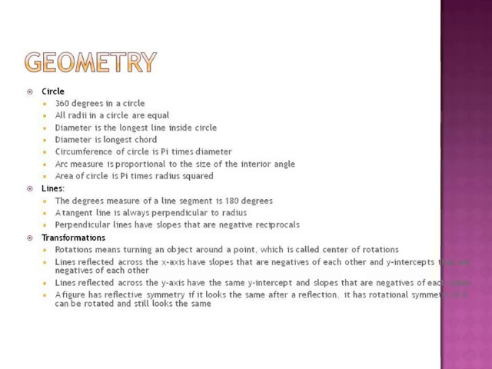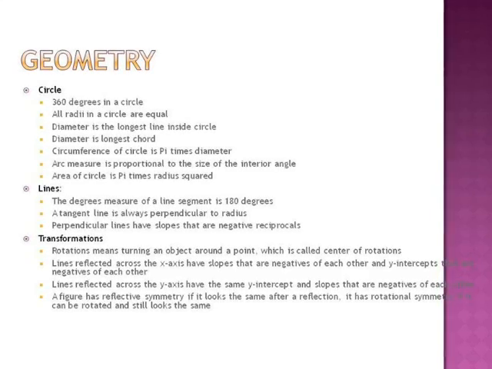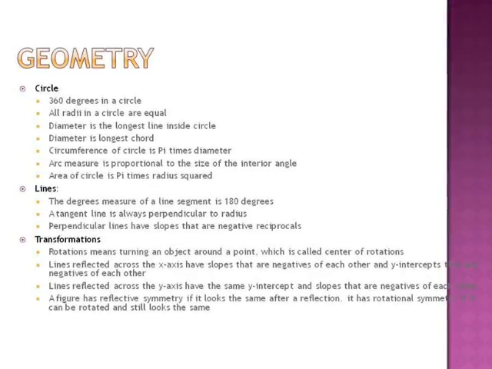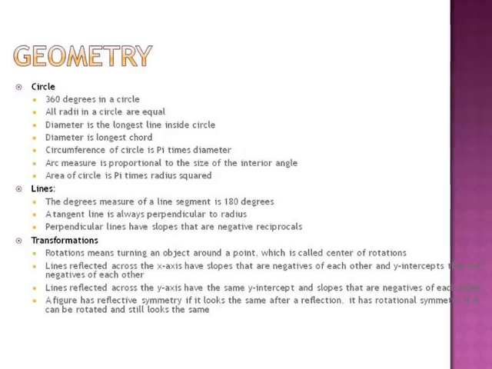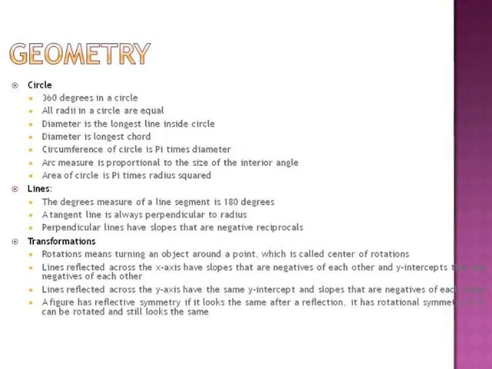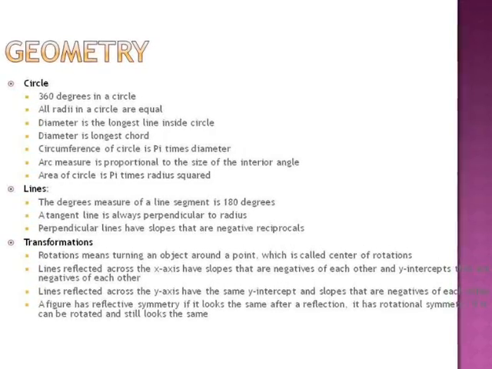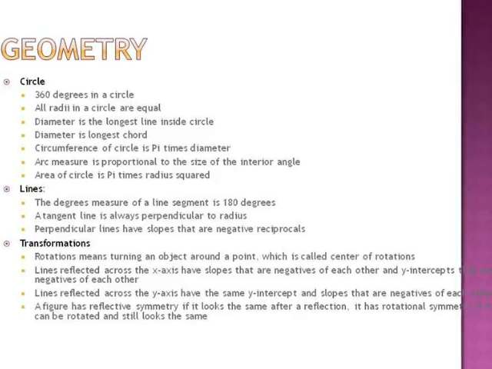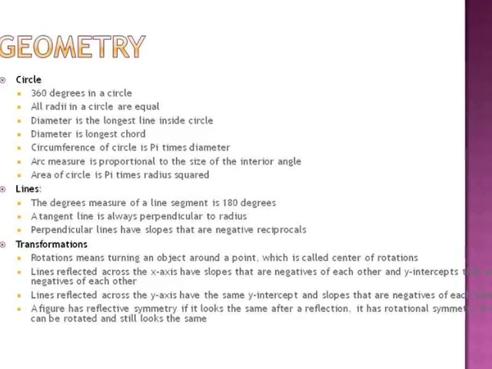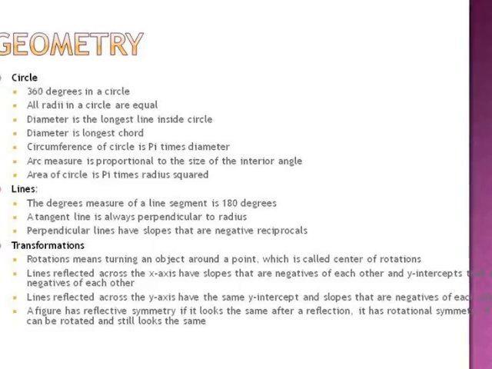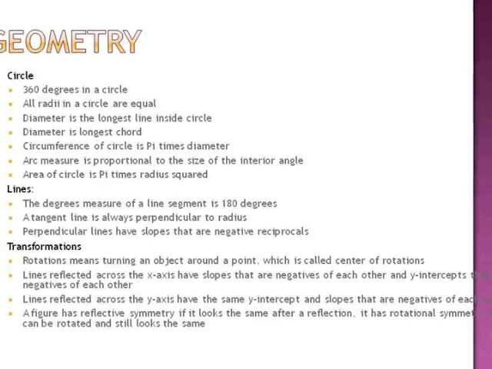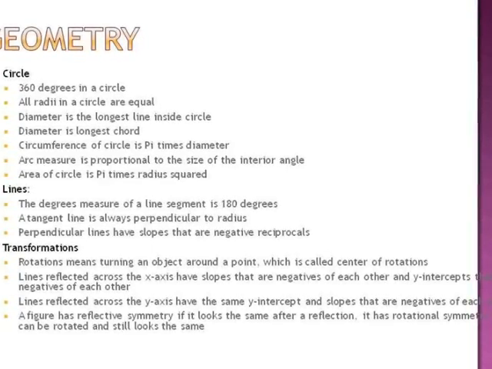For the geometry section of the Math SAT, here are some important tips that you need to remember to get the answers right. For example, in a circle, there are 360 degrees. All radii in the circle are equal, and diameter is the longest line inside the circle. For lines, the line measure is 180 degrees, and tangent lines are always perpendicular to the radius.